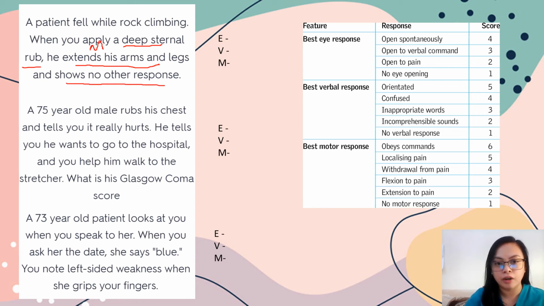So automatically our eye and verbal are scored 1. And we will score motor, which is extension of his arms and legs. Motor response extension is 2, or we also call this decerebrate. So our total score is 4. So the patient has a severe head injury.